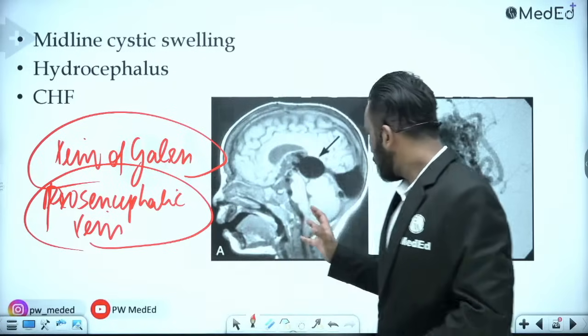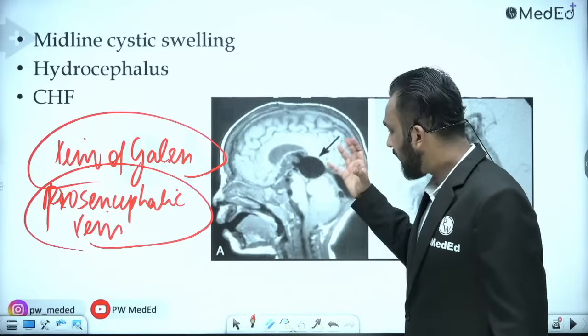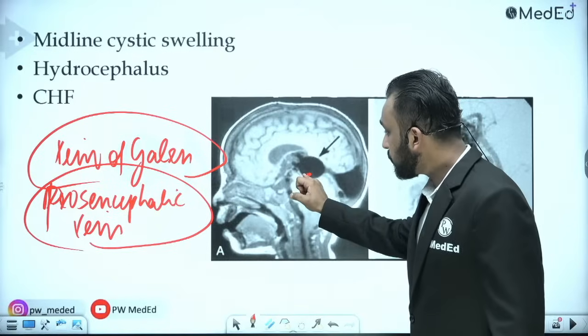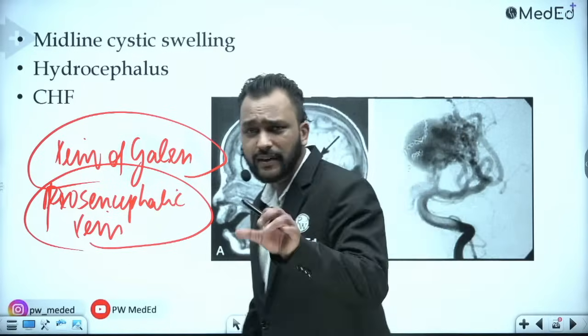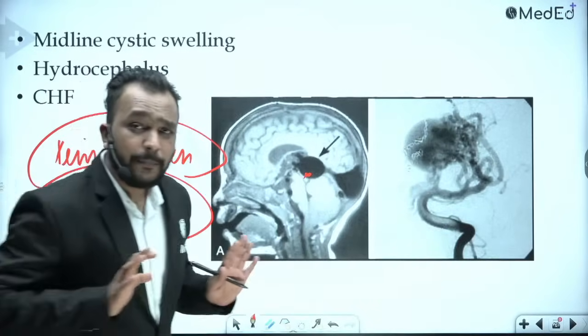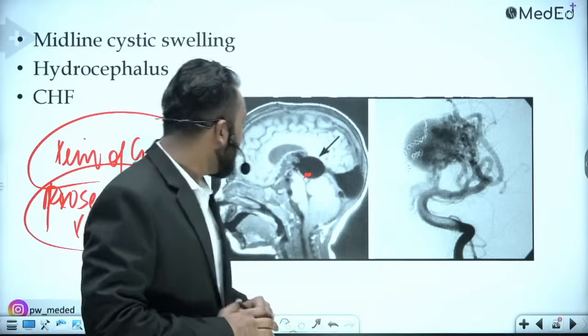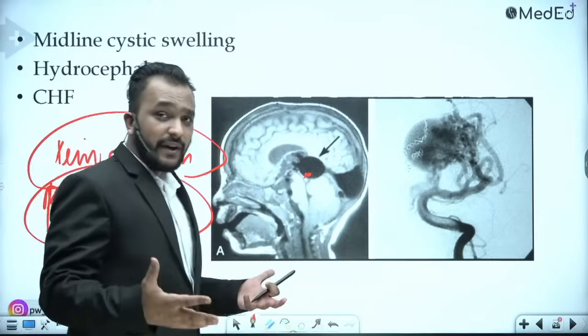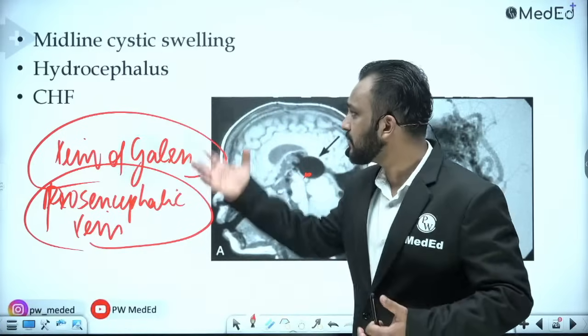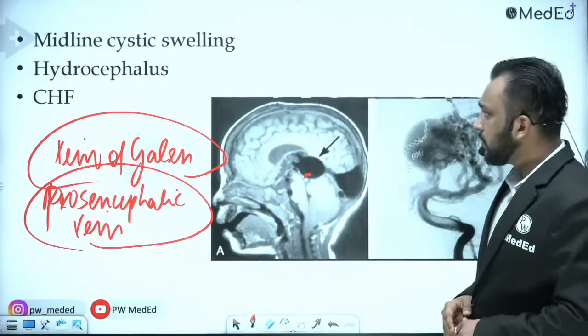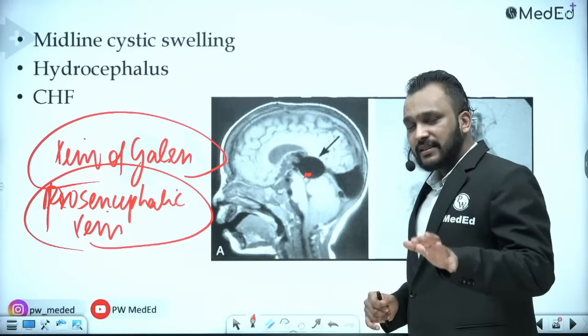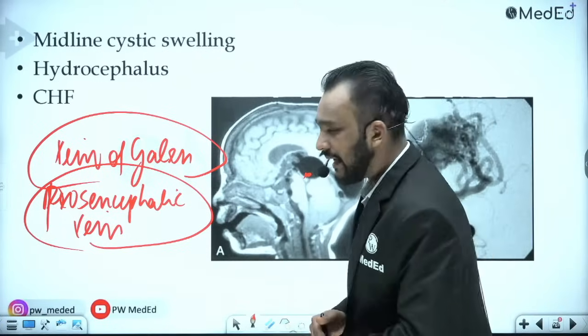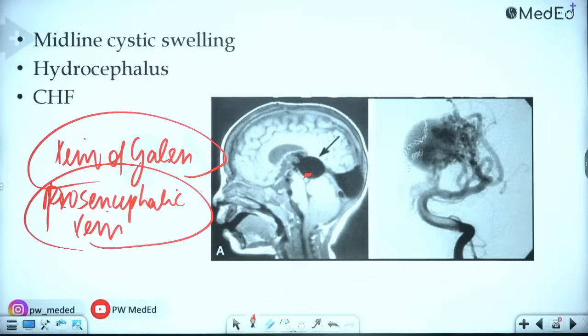And because of this dilated vein, it is going to compress onto the aqueduct of Sylvius. And when it compresses onto the aqueduct of Sylvius, it will result in hydrocephalus. That is your dilated ventricles. So a patient presenting with a midline cystic swelling, hydrocephalus and congestive heart failure, you will think of vein of Galen malformation.